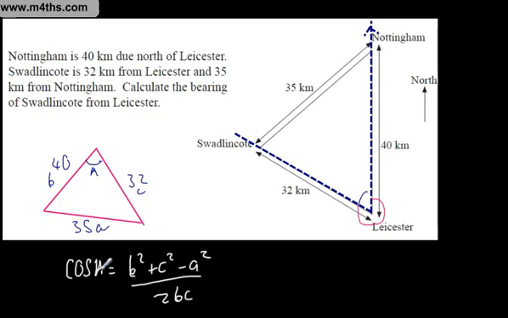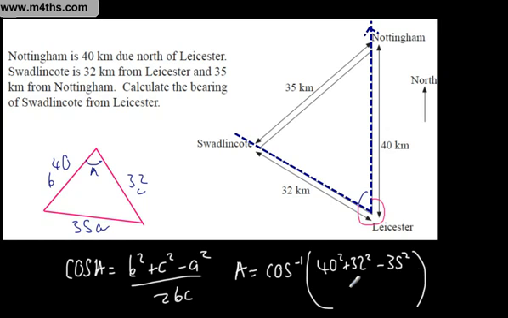Or we can just write it as A is equal to cos to the minus 1 of B squared, which is going to be 40 squared, plus C squared, which is going to be 32 squared, minus A squared, which is 35 squared, all over 2BC. And B is 40, and C is 32. So, if I want this bearing, then all I'm going to do is 360 minus my answer. Okay, and that will give me that bearing right the way around here.